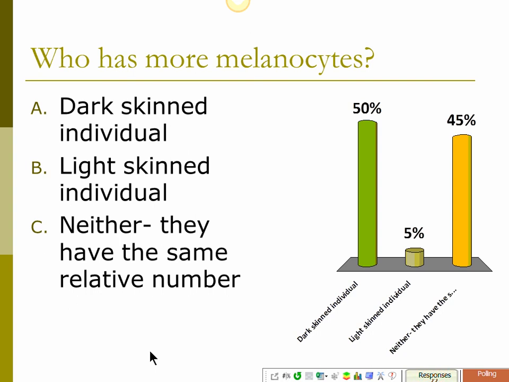So we all really have the same relative number. A light-skinned individual just produces less melanin. A dark-skinned individual produces more melanin. And this was basically because of where they lived. People who lived close to the equator were darker skinned because the sun's rays are really strong there and they need to produce more melanin. Those who lived at the poles, or far away from the equator, did not need as much, so they produced less.